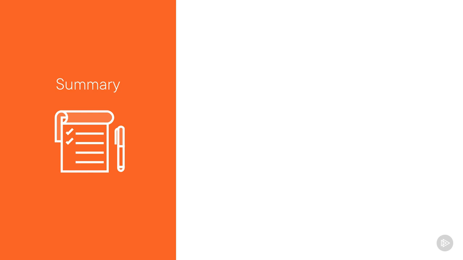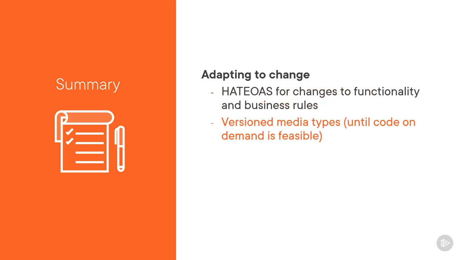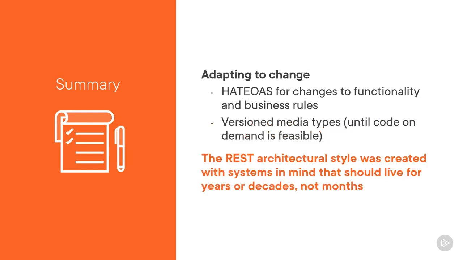That then led us to adapting to change and versioning. We learned that we should use HATEOAS for changes to functionality and business rules, and that until the code on demand constraint is feasible, we should choose versioned media types. Building a truly RESTful API does take a bit of work, but the evolvability it was designed for is worth it. And we're talking systems that are built to adapt to change over years or even decades, not months.